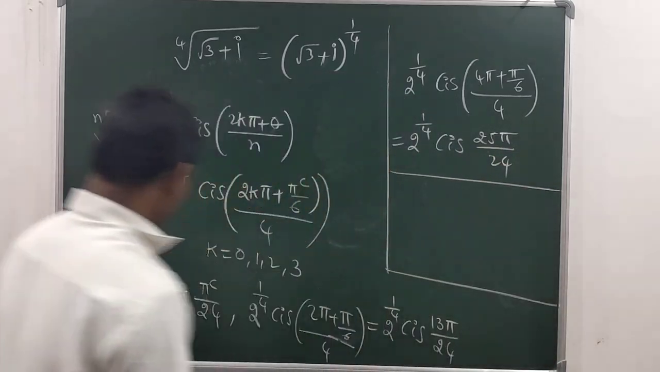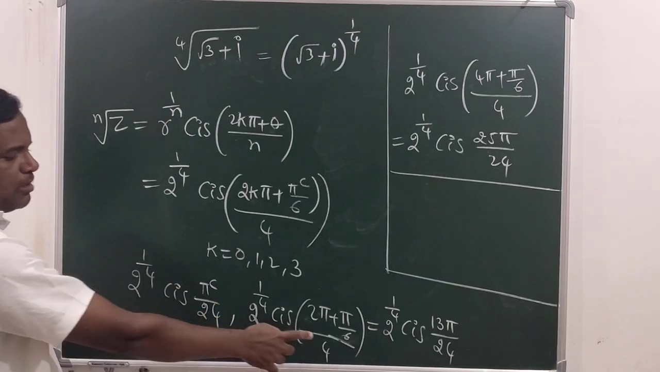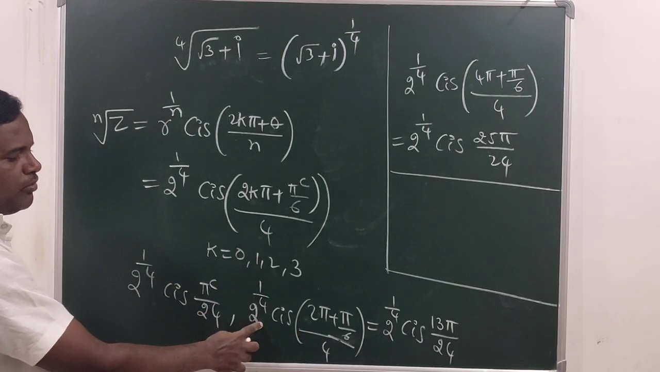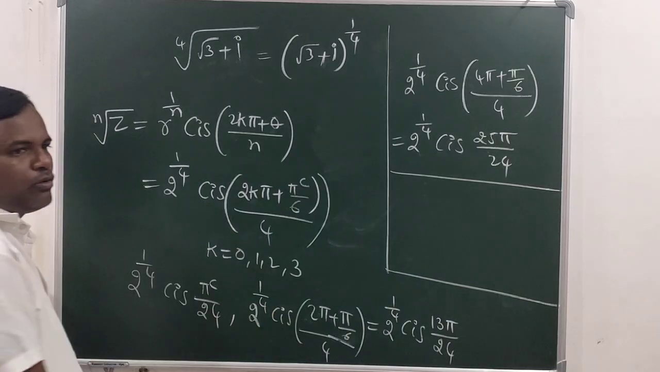Now this is obtained by writing k equal to 0. This is obtained by writing k equal to 1. So this is obtained by writing k equal to 2.